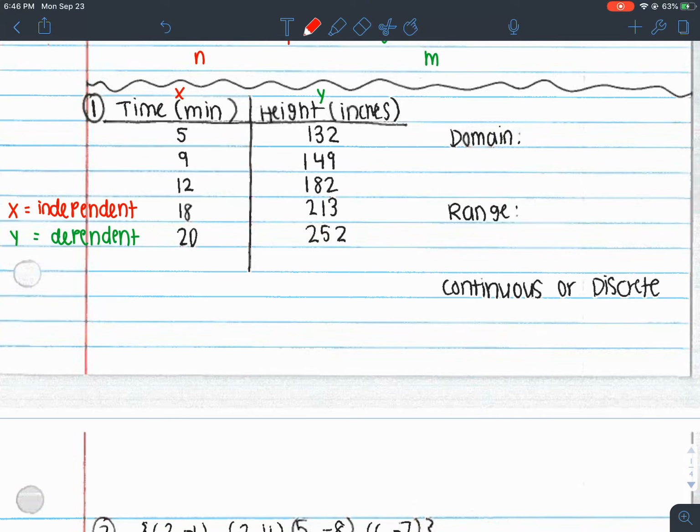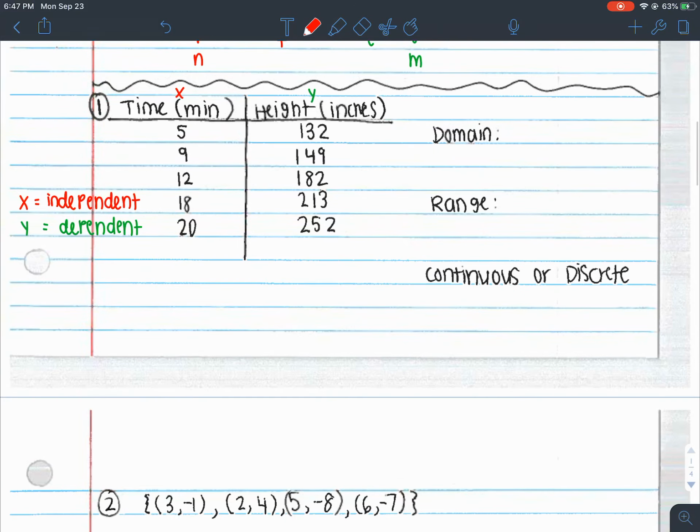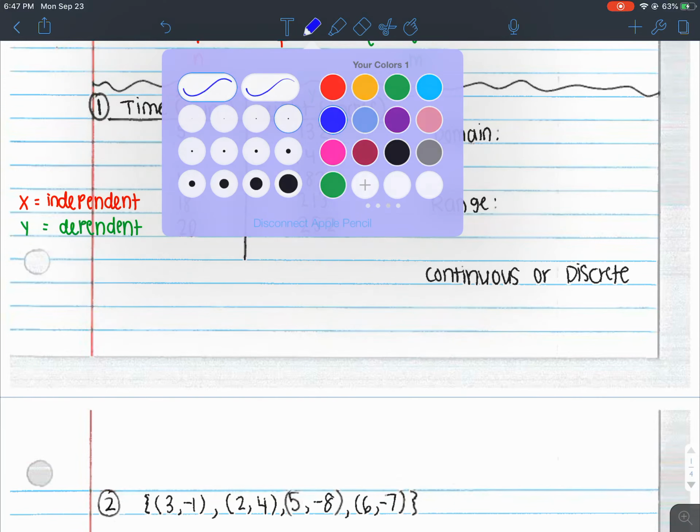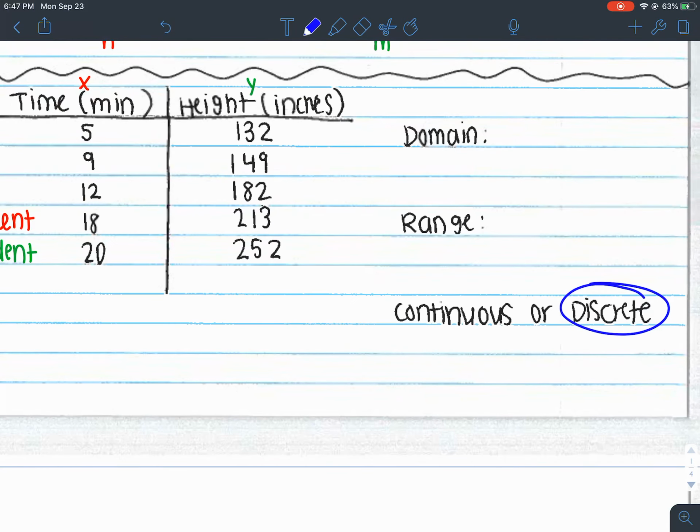Now, if I look at my table, this is essentially giving me 5 random points, 5 isolated points. Like I have 5, 132, I have 9, 149, I have 12, 182. So these are actually 5 isolated points on a random graph somewhere. So since these are randomly isolated, this is going to be discrete. And when my domain and range is discrete, then it's a lot easier for me to write it out, because all I have to do is list.